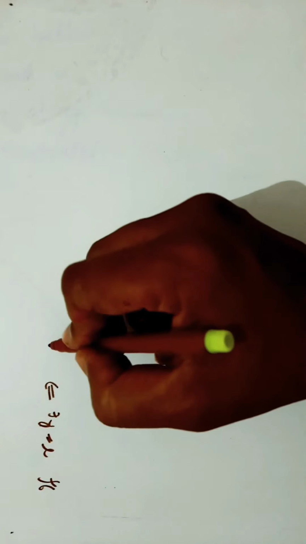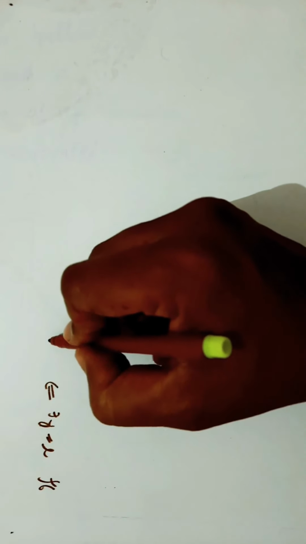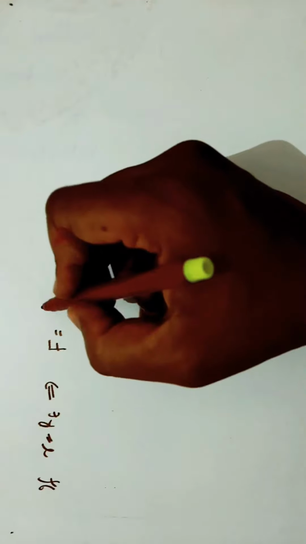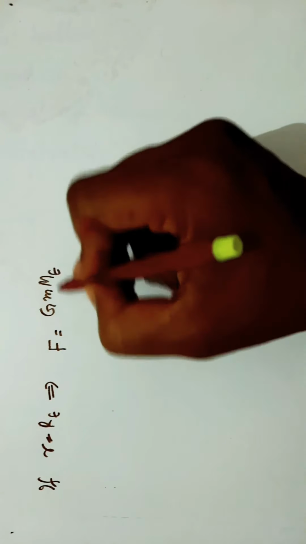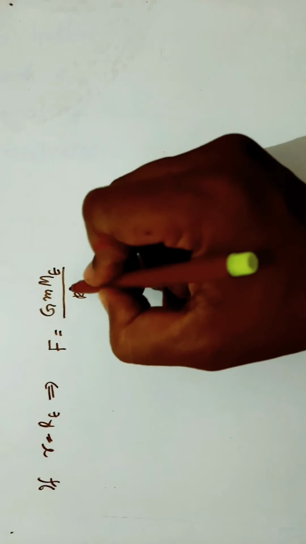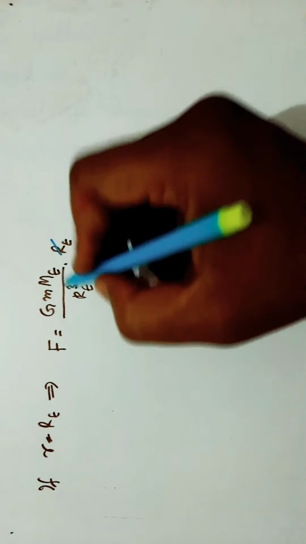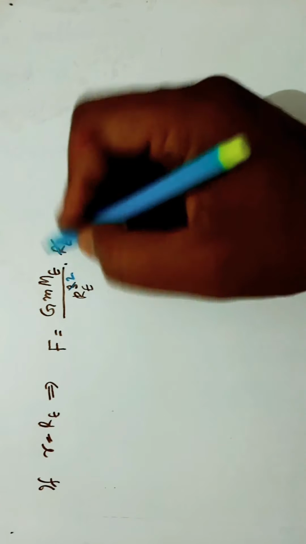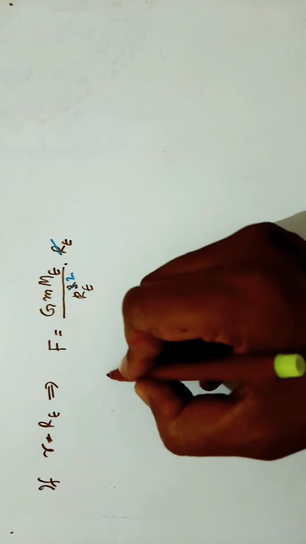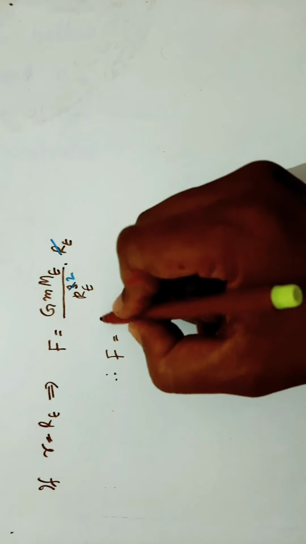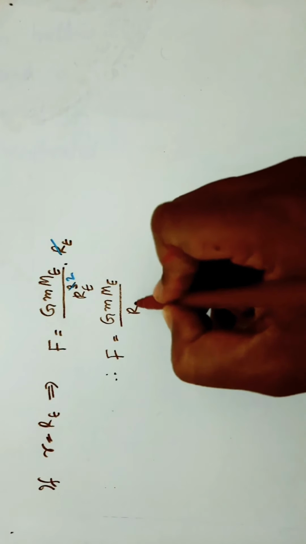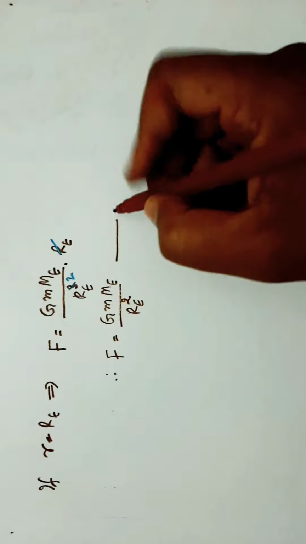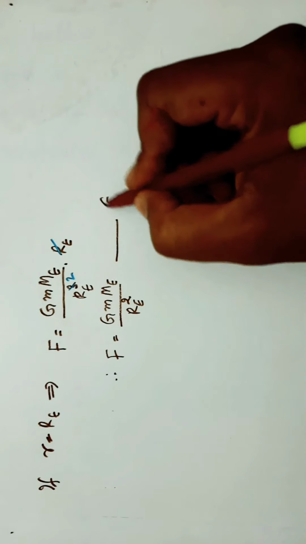If r is equal to RE, the point mass is at the surface of the earth. So the gravitational force on the point mass, F, is equal to G into small m into capital ME by RE cube into RE. Here one RE cube and RE gives a square. So the gravitational force on the point mass F is equal to G m capital ME by RE square. Let us take this as equation 5.